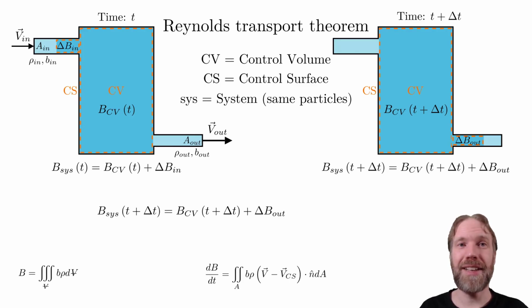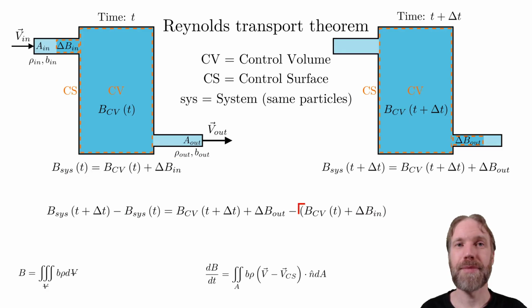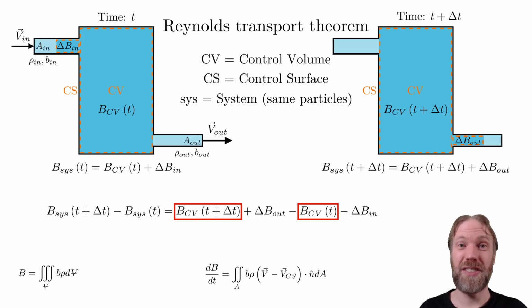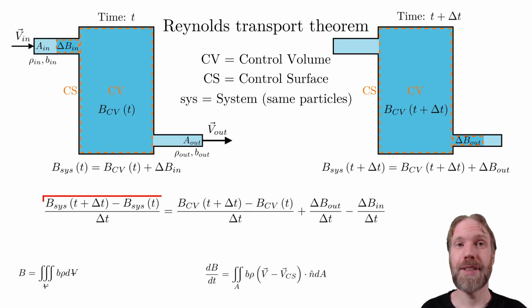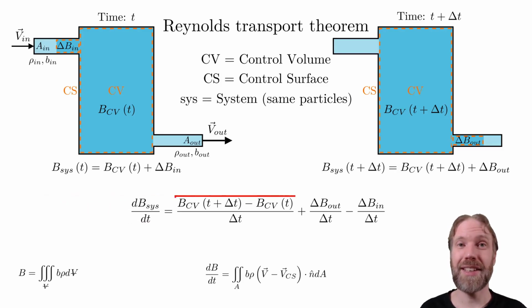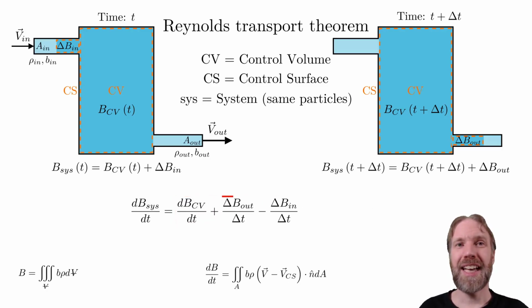We are now going to calculate the difference by subtracting the first from the second. We can remove the parentheses. Write the B CV terms next to each other. Divide everything with delta t. The first term can be identified as the definition of the derivative. The second term is also the definition of the derivative when delta t goes to 0. As we let delta t go to 0 for the other two, do the same here.